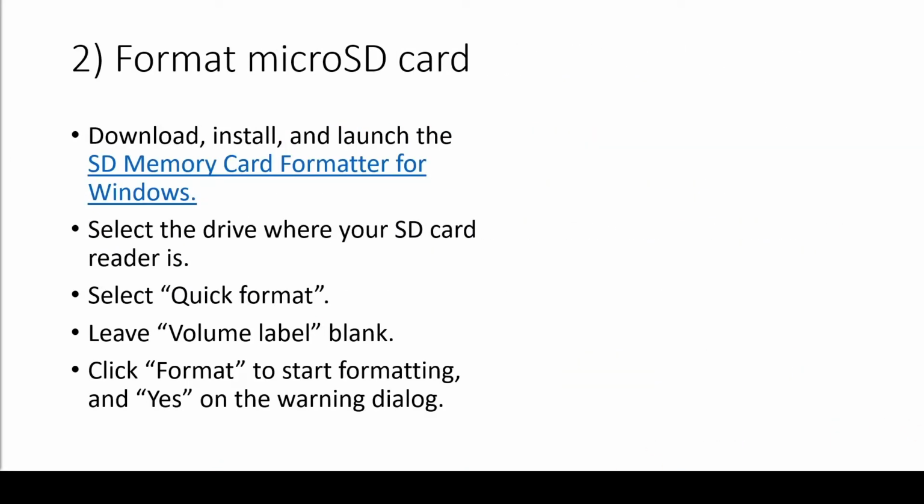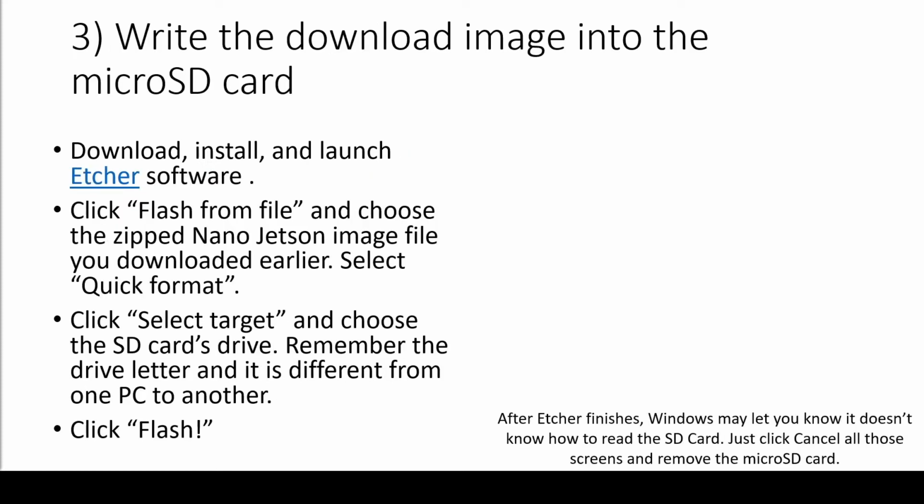And then the second part is you need to format your micro SD. There is another software, and the link to the software is there on the website. Select the drive where your SD card reader is, and then select quick format and leave the volume label blank, click format to start formatting, and yes on the warning. And then the third step would be to write the downloaded image onto the micro SD card.